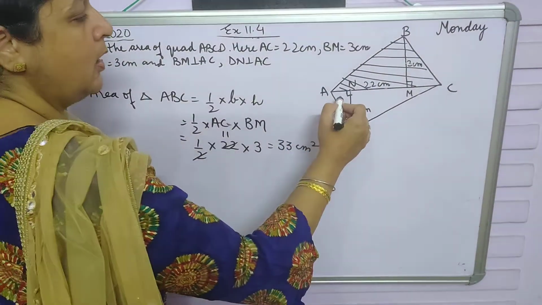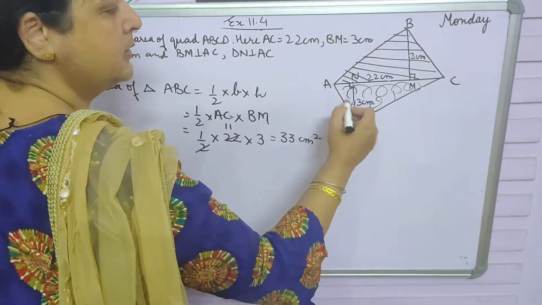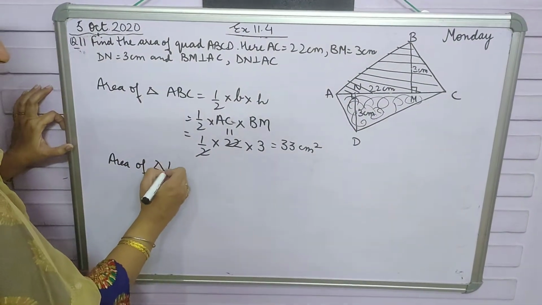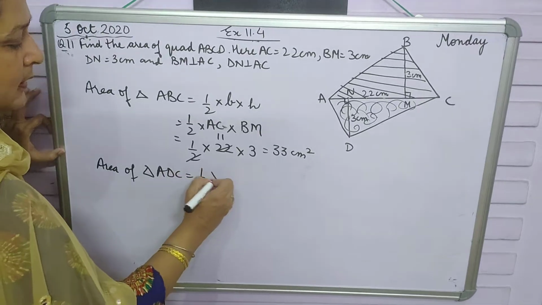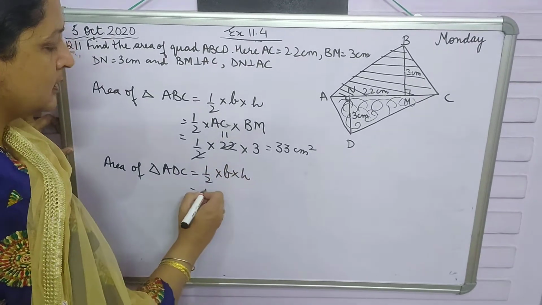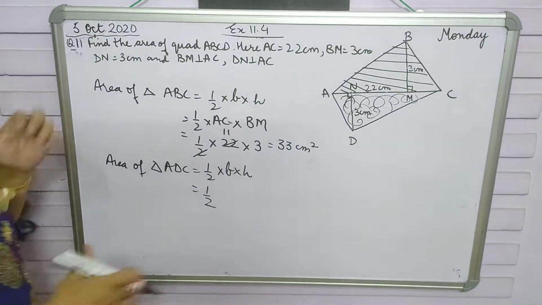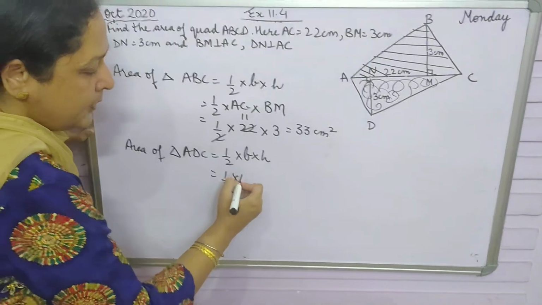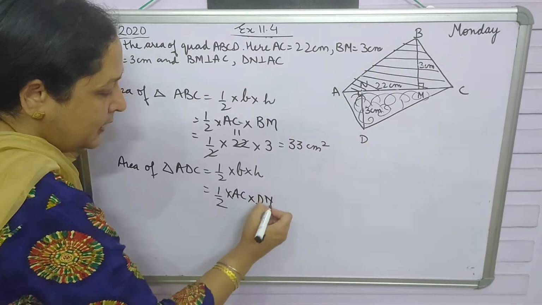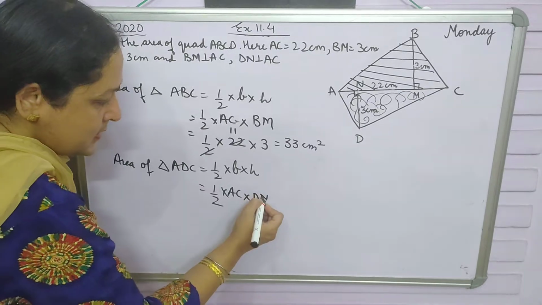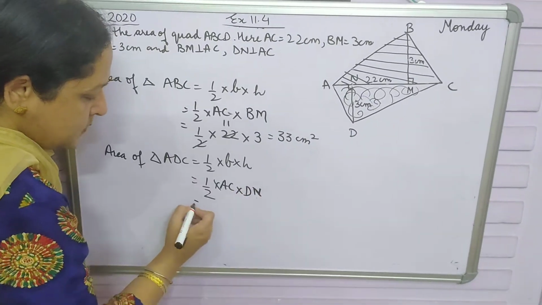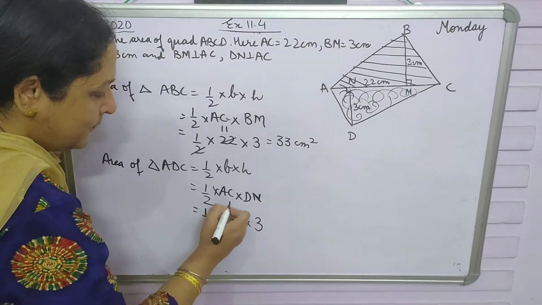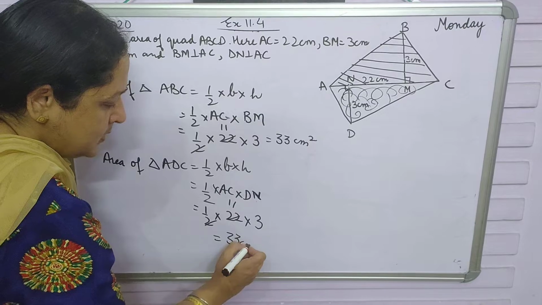Now I am finding the area of this triangle. What is the name of this triangle? Area of triangle ADC. Again it is half into base into height. Now if I take this as base, then this is the height of the triangle. So half into AC into DN. Again we know both measurements. So it is half into AC, which is 22, and DN, which is again 3. So it is again 33 centimeter square.